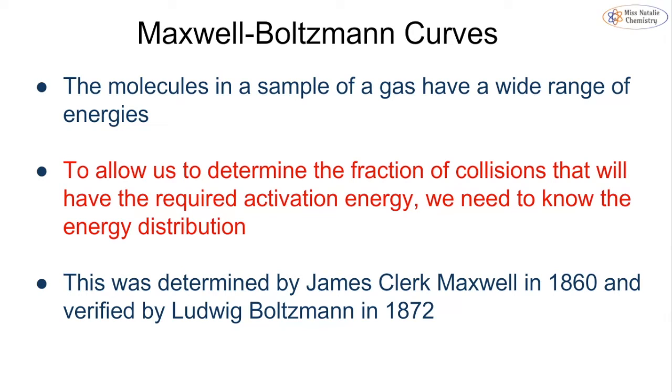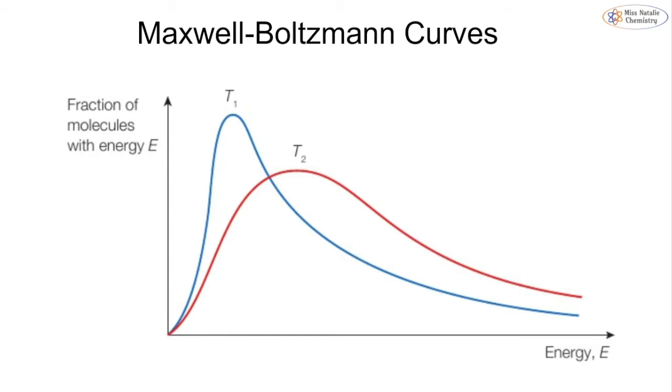So every molecule in a sample of a gas is going to have a very wide range of energy. And only a certain number of them are going to have a collision that has the required activation energy. So we have to actually look at the energy distribution of the particles in the sample. And it will look something like this. This is a Maxwell-Boltzmann curve.